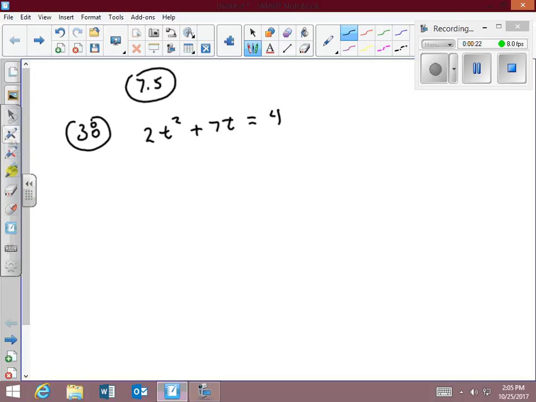So the algorithm says, first of all, you do what? You do any expansion that's necessary. Then the second step says you do what? Get 0 by itself. Do we have 0 by itself? No. What do we have to do? Subtract 4. We got to subtract 4. 2t squared plus 7t minus 4 equals 0. So now we got 0 by itself.